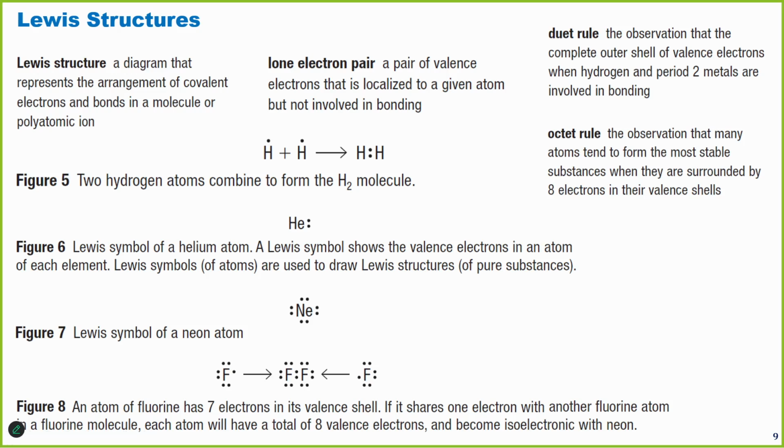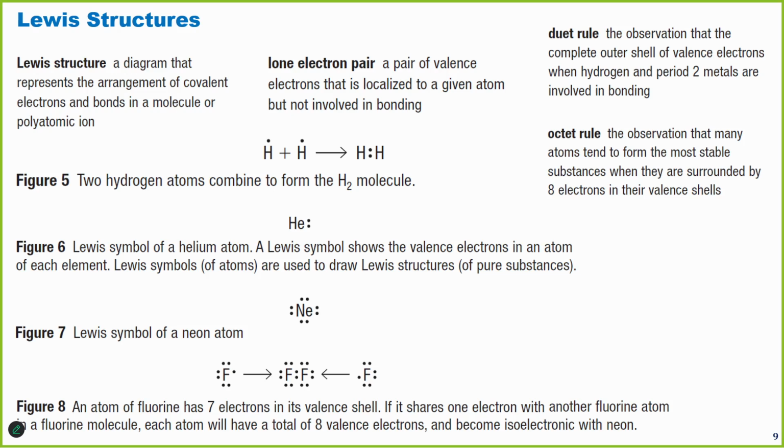So even though each fluorine atom shares one of its electrons with the other fluorine atom in the F2 molecule, it also has 3 pairs of electrons that are not involved in bonding. Pairs of electrons that do not participate in chemical bonds are called lone electron pairs. So usually we can follow these steps to draw Lewis structures.